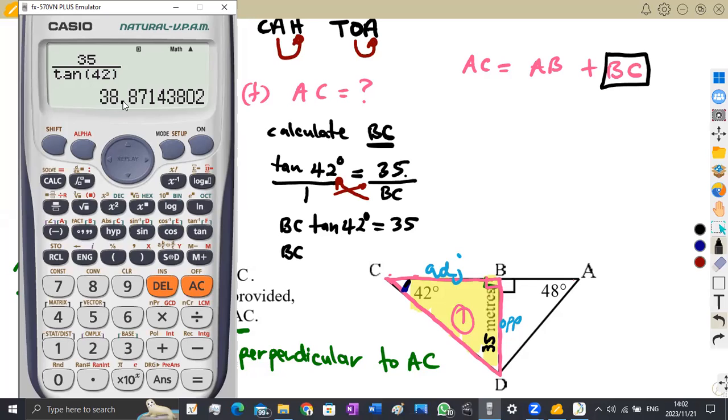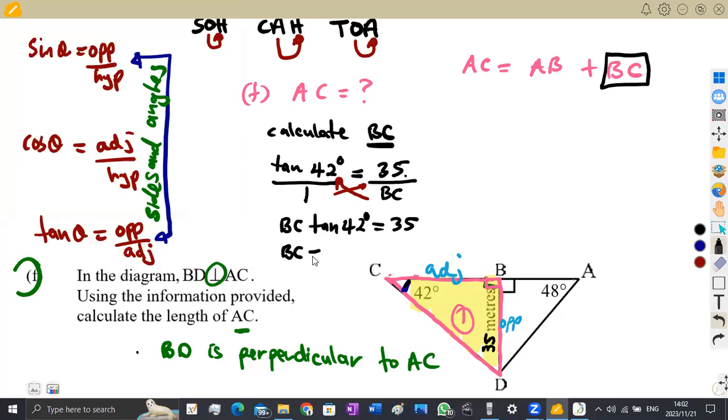That will be 38,87. We can even round off to 2 decimal places on our calculator by doing shift, setup, then fix on 6, okay? Then to 2 decimal places, you press 2. So it gives your answer to 2 decimal places, which is 38,87 meters. You use the units that you're given already here. We are given in meters.